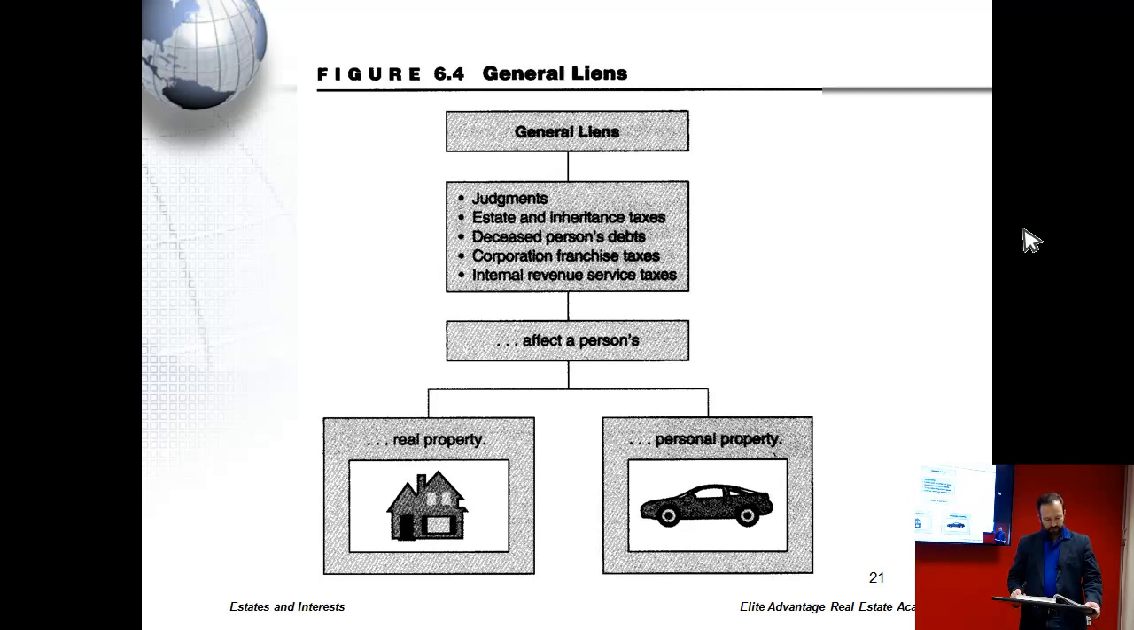Figure 6.4 also gives you a look at the general lien description here. Liens attach to the property, not to the owner. So we need to highlight that on page 76 on the right-hand side. Property taxes are specific liens against individual parcels of real estate. Specific liens are illustrated in the figure. General liens include money judgments, federal and state inheritance taxes, debts a person owes, and the IRS.